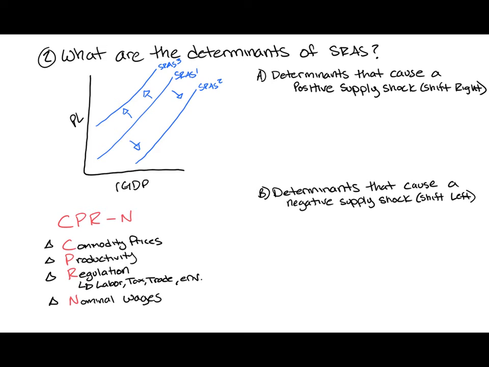So the first of the major determinants, and probably the most common one that comes up on the AP exam, is commodity prices. You'll need to define commodities for the kids. These are going to be inputs that are generalized, so things that are used in the production of a lot of different products. And these inputs are bought and sold in large quantities. So we're talking about commodities, we're talking about oil or energy or water or lumber, steel, these types of things.